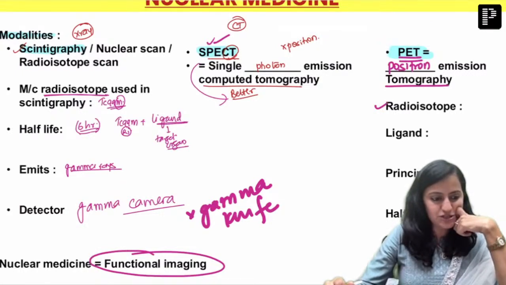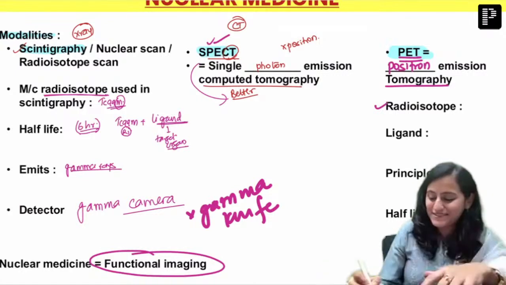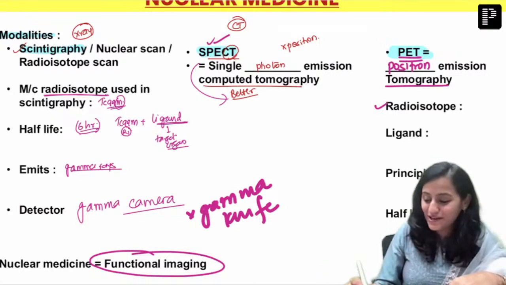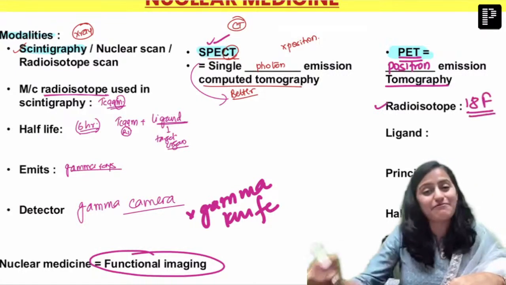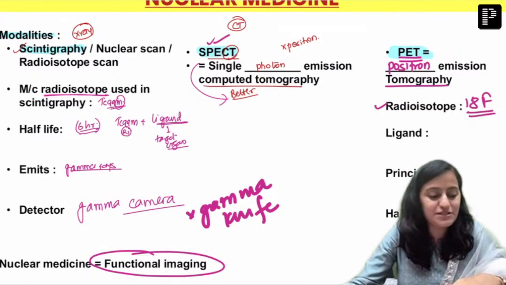Do we use this technetium-99m in PET? Very good. It is, right? So Abhishek knows it all about nuclear medicine. It is 18F fluorine, which is 18F is used.